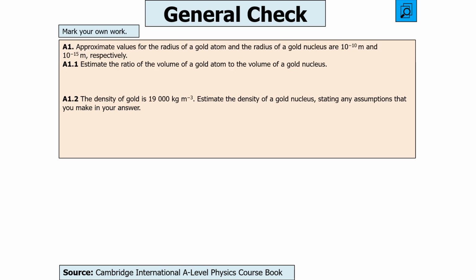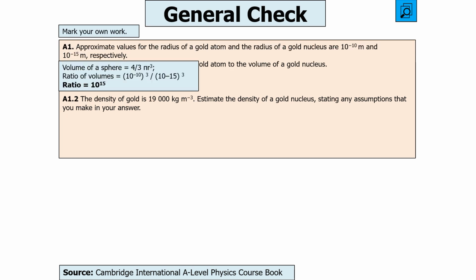Right, in this first one, we know the volume of a sphere, which we assume an atom to be, and a nucleus to be, is 4 over 3 pi r cubed. So therefore the ratio of the volumes is 10 to the minus 10 cubed over 10 to the minus 15 cubed, which leads us to a ratio of 10 to the 15. That's 10 to the 5 cubed, which is 10 to the 15.